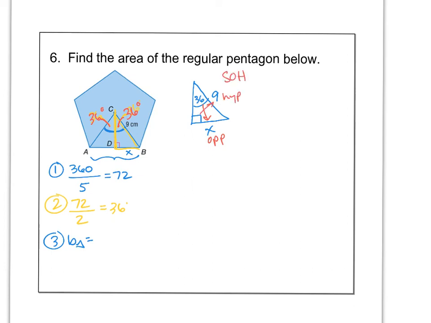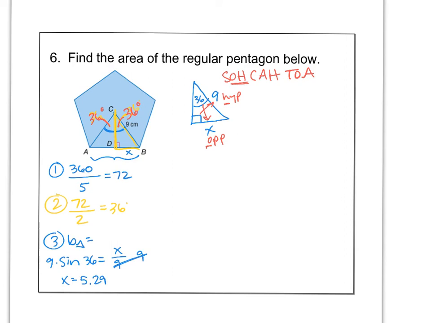Think about SOHCAHTOA and choose the one with the O and the H. You should choose SOH. So you're going to do sine of 36 equals, it has to be opposite over hypotenuse, so X over 9. Multiply by 9 on both sides. And then type in your calculator, 9 sine 36. If you did it correctly, you should get 5.29.